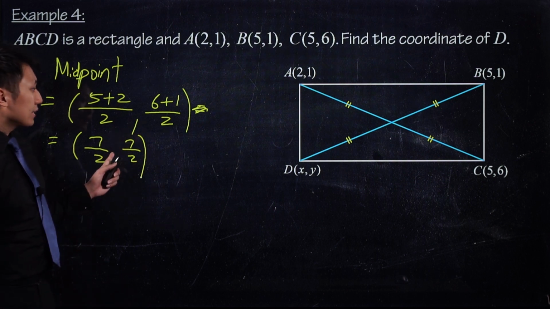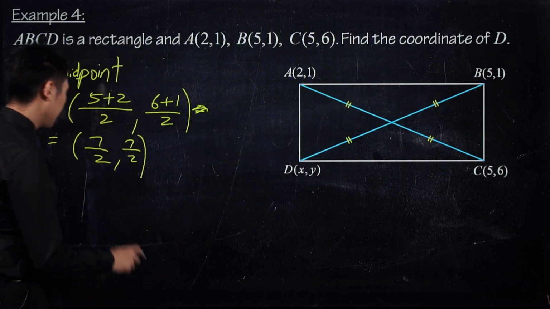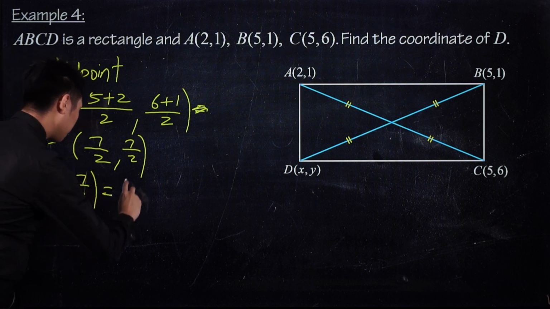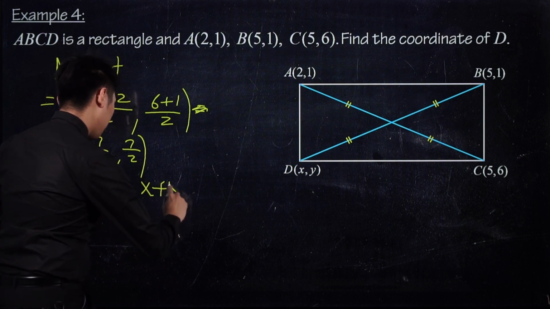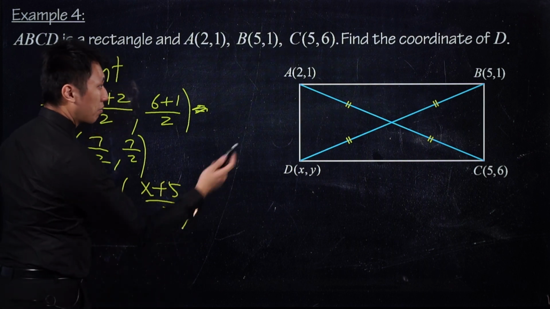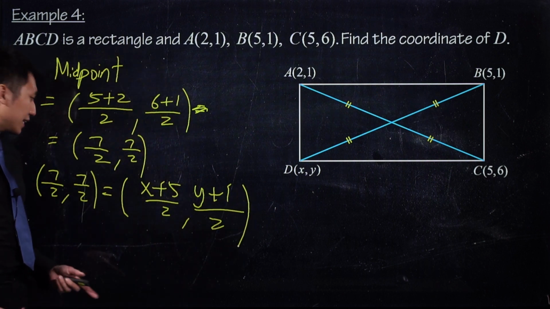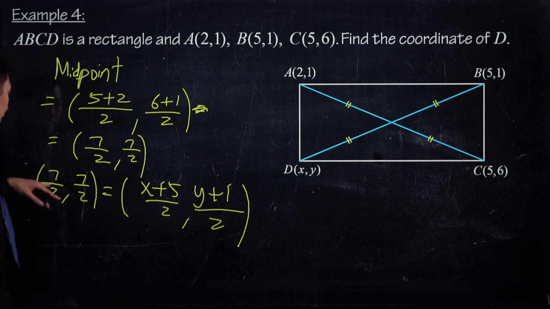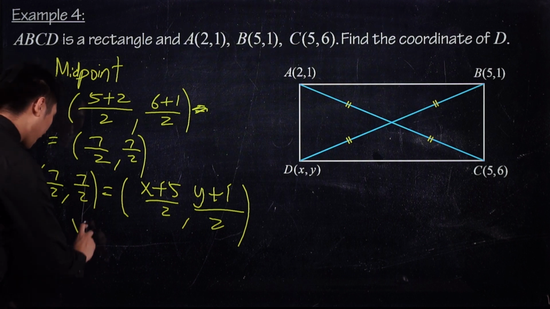Now, this is the midpoint of X and this D and B. So, this one, 7 over 2 is equal to, so I just add them up, X plus 5 divided by 2, and Y plus 1 divided by 2. Alright, you can see that, right? 2 and 2 is here, so I don't care about the denominator now. I just tell that 7 is equal to X plus 5. So X is equal to 7 minus 5, which is 2. So X is equal to 2.